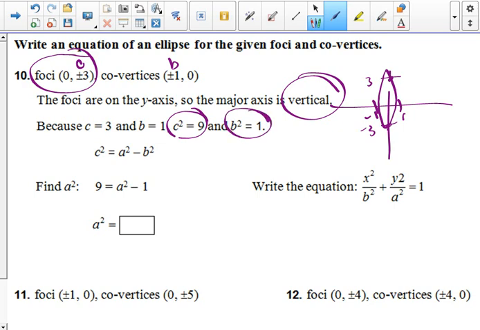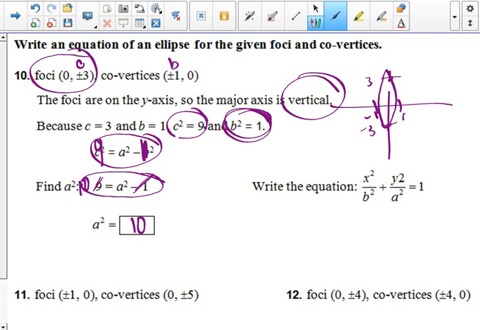Now plug it into your formula. C squared equals A squared minus B squared, and C squared is 9 and B squared is 1. So we get 9 equals A squared minus 1. We'll add 1 to each side, and what do we get? 10 equals A squared. So A squared equals 10. We'll just turn it around.